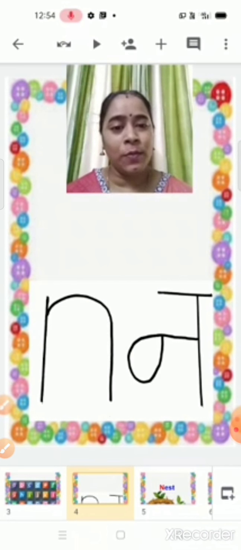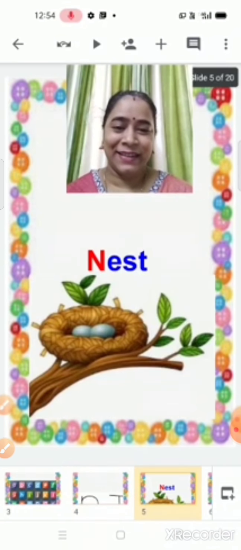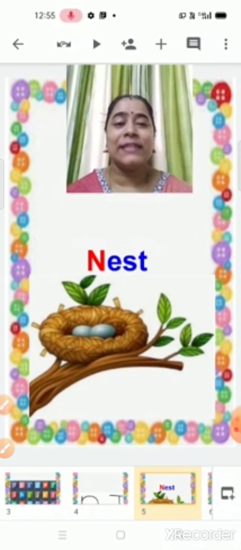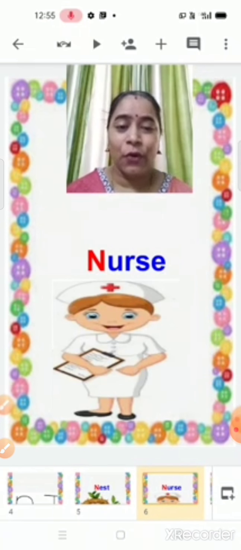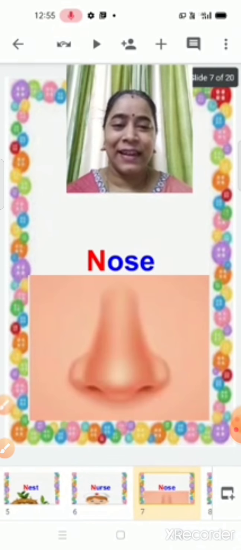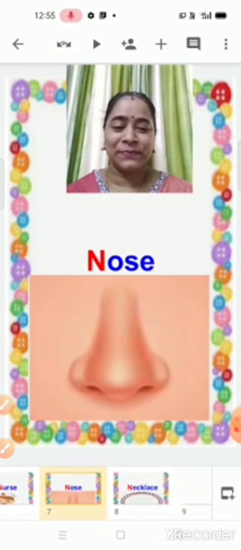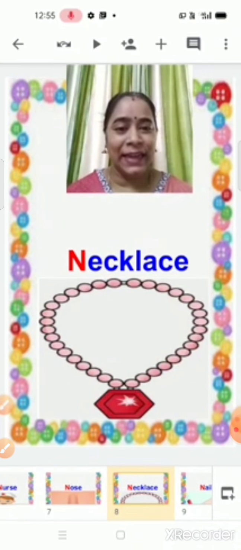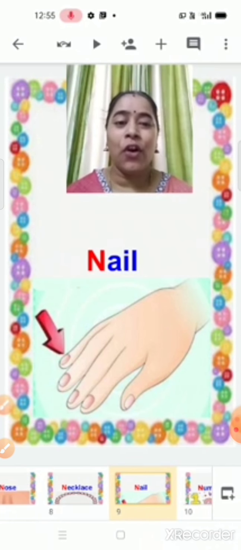So now let's see the objects or things that begin with the letter N. What is this? Yes. N for nest. N for nurse. N for nose. N for necklace. N for nail.